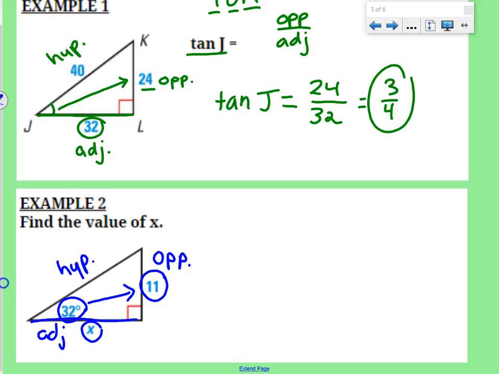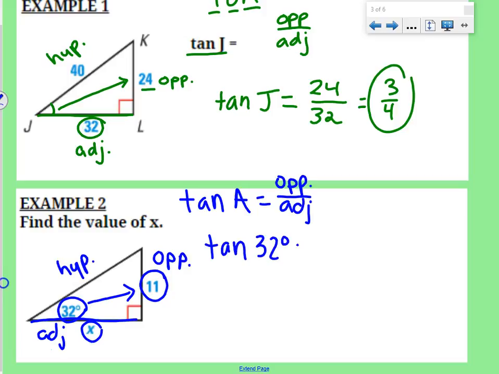Now, we know opposite and adjacent, which means we're going to be using a tangent ratio because tangent of an angle equals your opposite side over your adjacent side. So let's just fill in the blanks. Tangent of the angle, 32 degrees, equals the opposite side, 11, over the adjacent side, X.